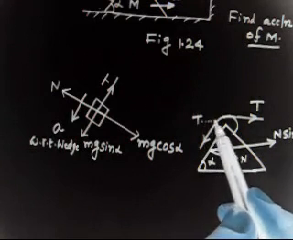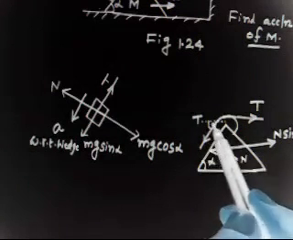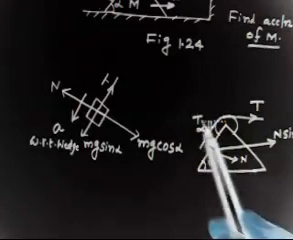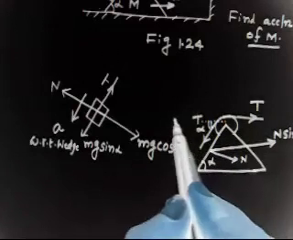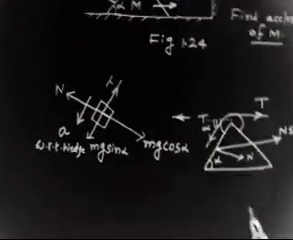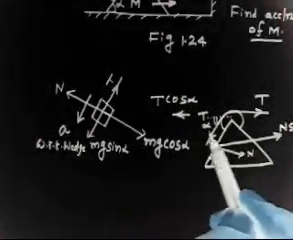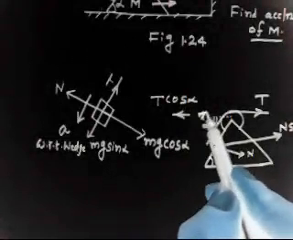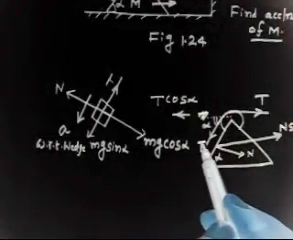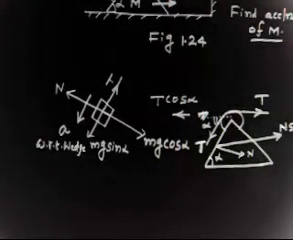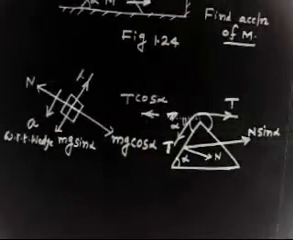Now this angle is alpha, so this angle is again alpha. Are you getting? So this side you have T, so this side will have T cos alpha. You can say in this direction the component of tension will be T cos alpha, because in this direction you have tension T. So in this direction you will have T cos alpha, and in this direction you will have N sin alpha.